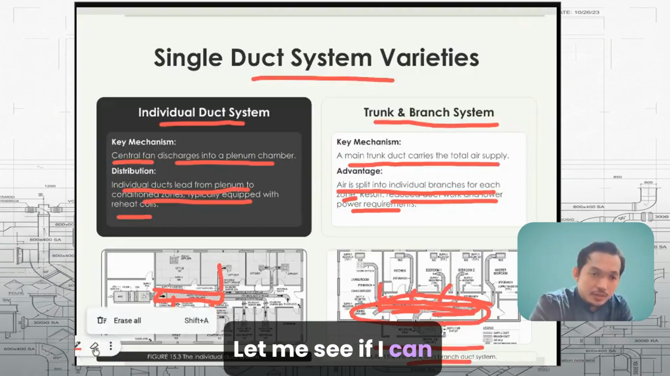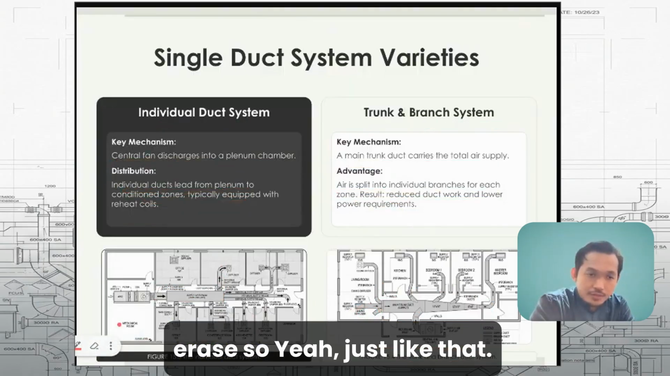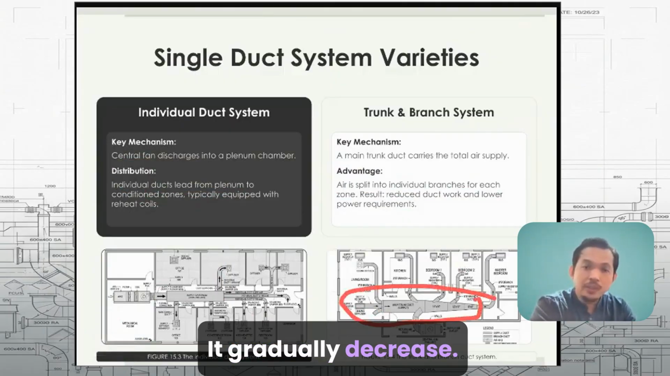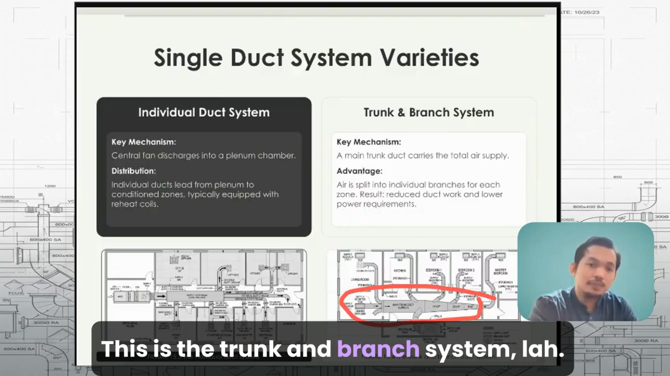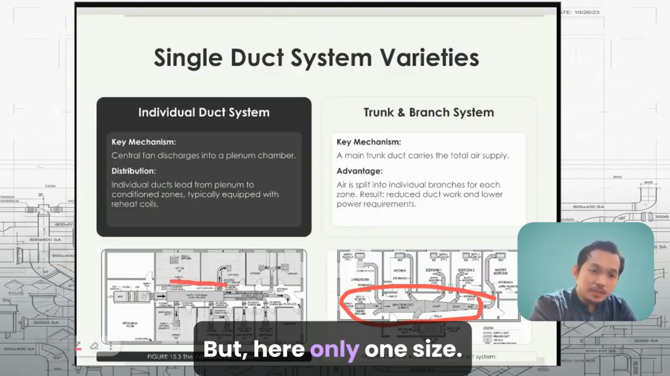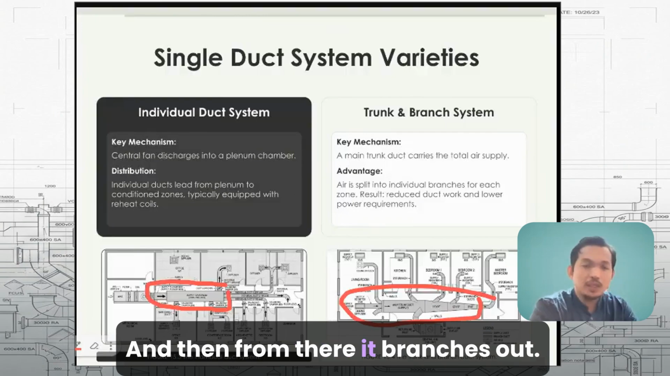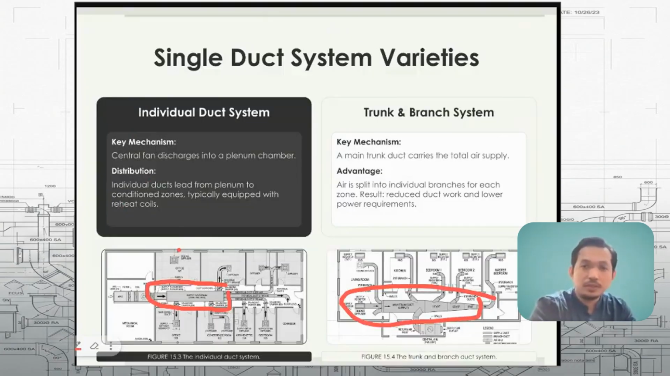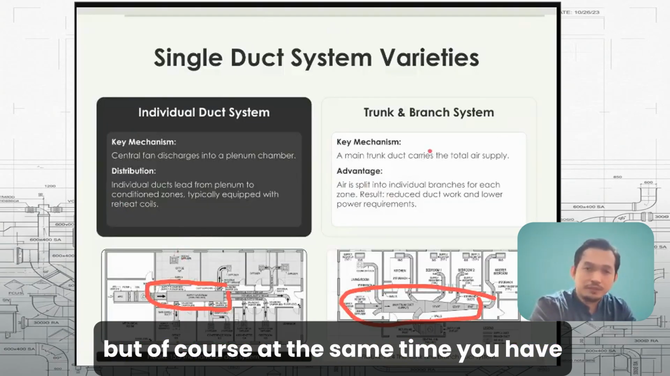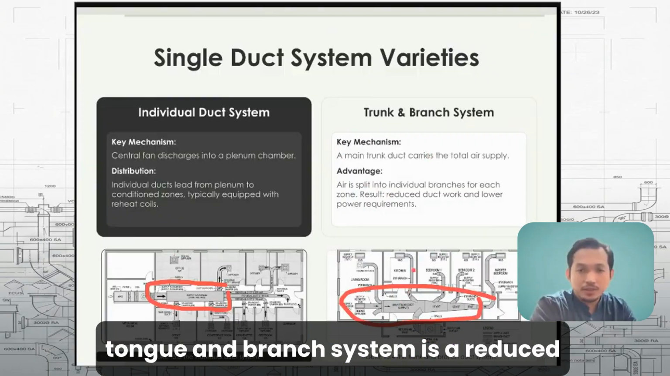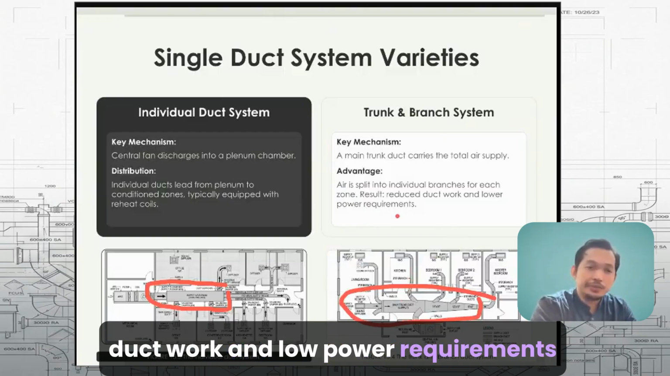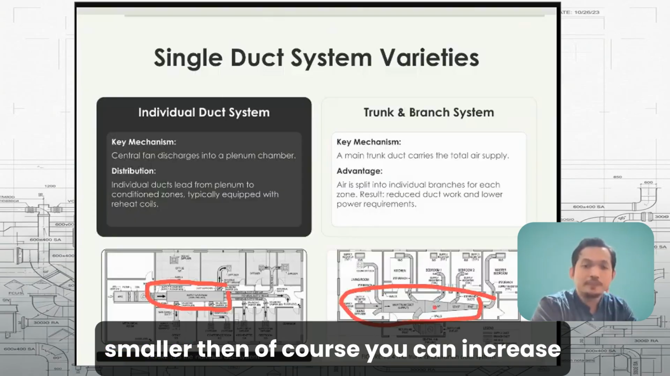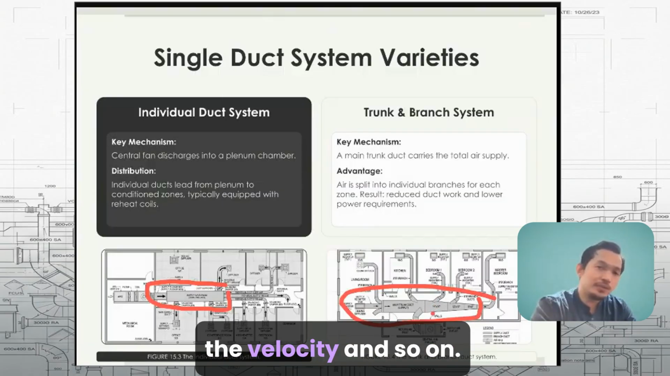Let me see if I can erase all. Yeah, just like that. You see this one? It gradually decreases. This is the trunk and branch system. But here, only one size, and then from there it branches out. It's a much simpler design actually. But of course, the trunk and branch system has reduced ductwork and lower power requirements, because as the main duct becomes smaller, you can increase the velocity and so on.